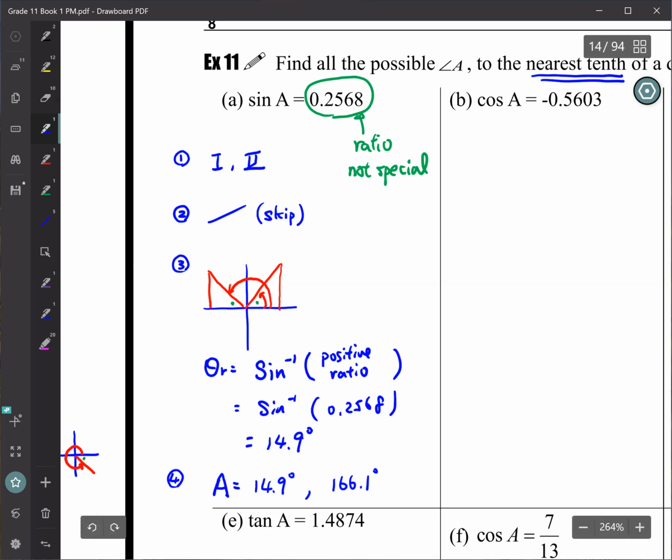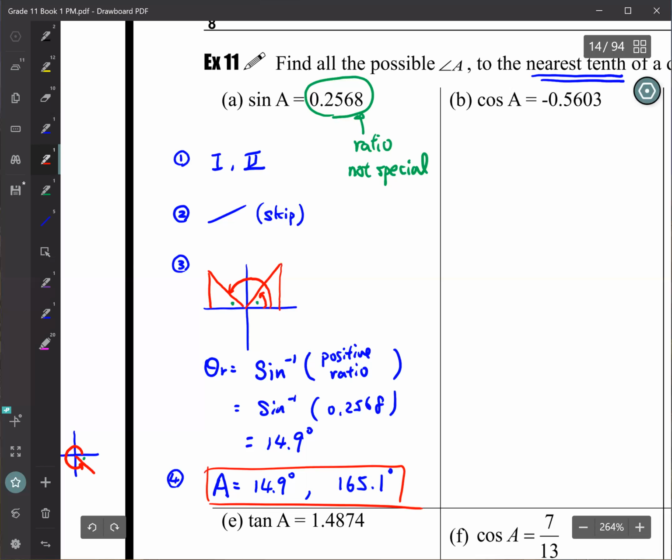That would be... What do you get? One hundred and what? 5.1. Say that one more time. 165.1. Yeah, 165.1. Okay, because you need to use 180 and then subtract. Okay, so that's your two answers.